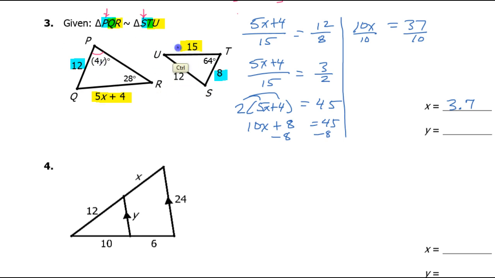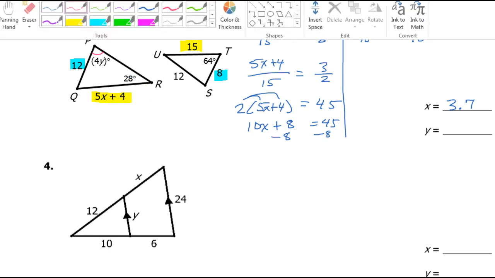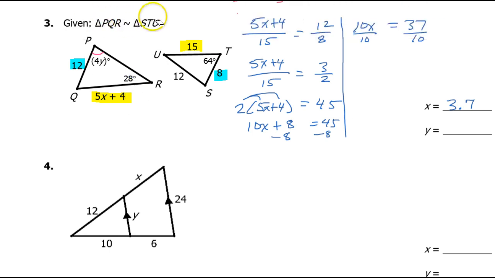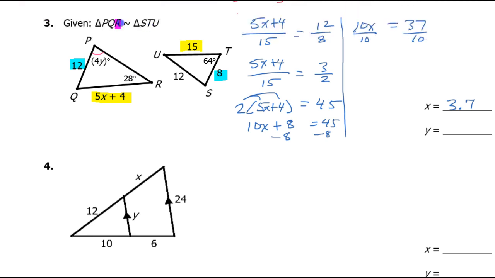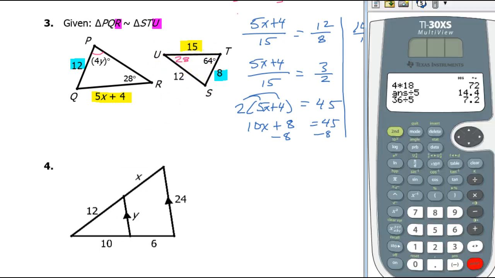Okay, so I guess I need to play around a little bit. So we're given the value for angle R. Let me erase some of these colors. Alright, notice that angle R corresponds with angle U. So if angle R is 28, that means angle U is also 28. That gives me 2 out of 3 angles in this triangle. So I can easily subtract from 180 to find the other angle.